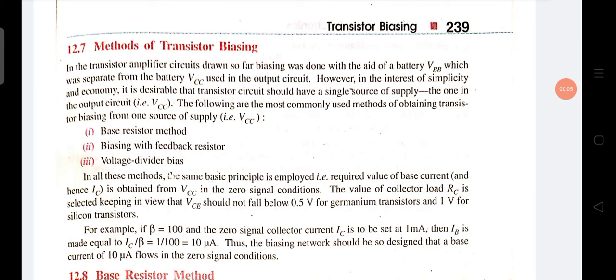Today we are going to study the methods of transistor biasing. In the previous class we have seen the need of biasing of a transistor. Now let us see the different methods of biasing.